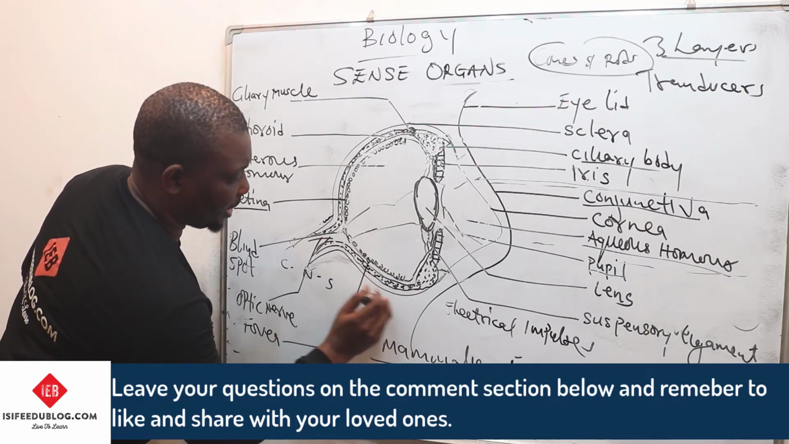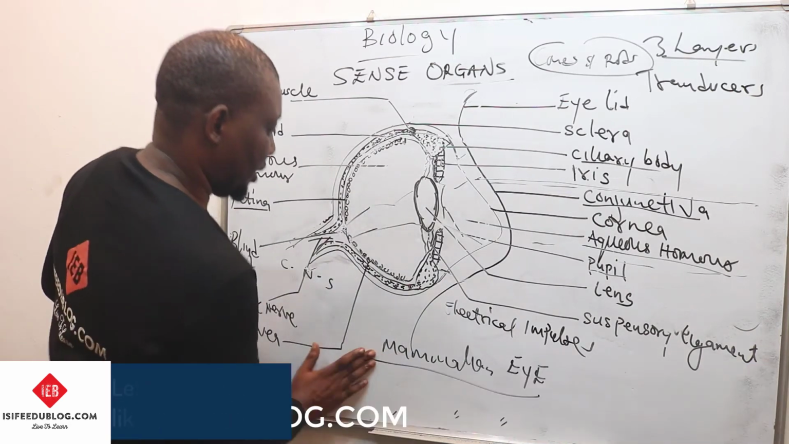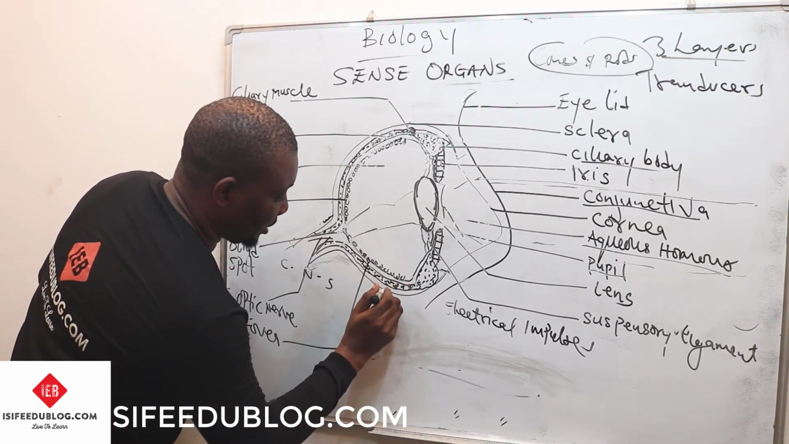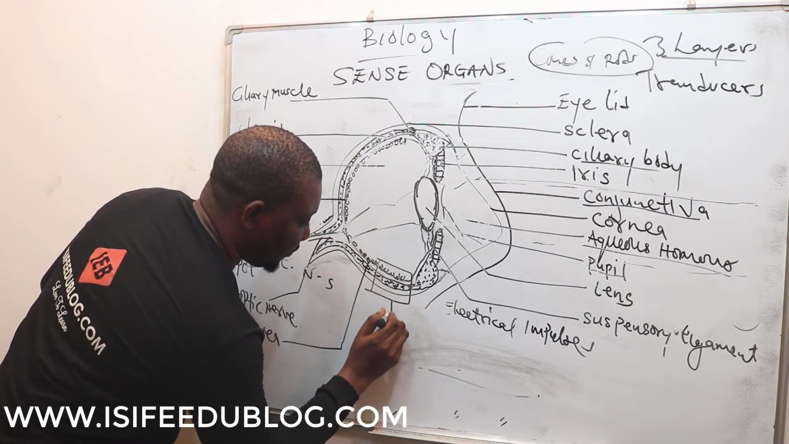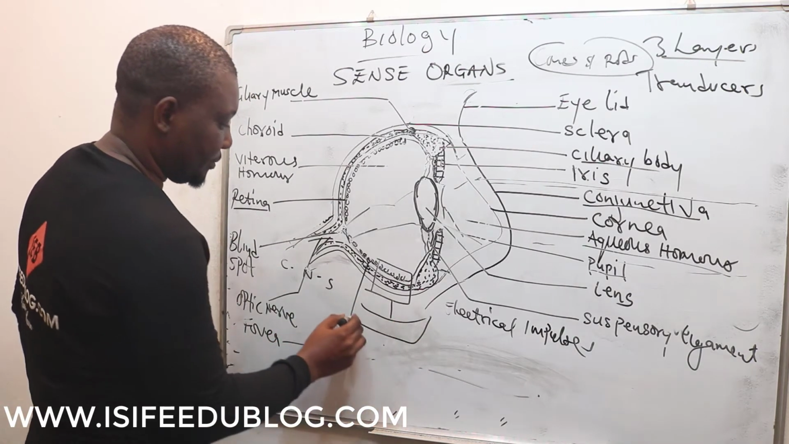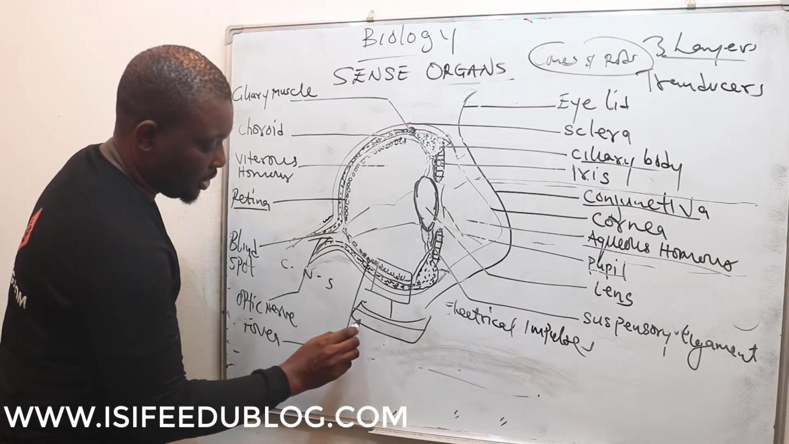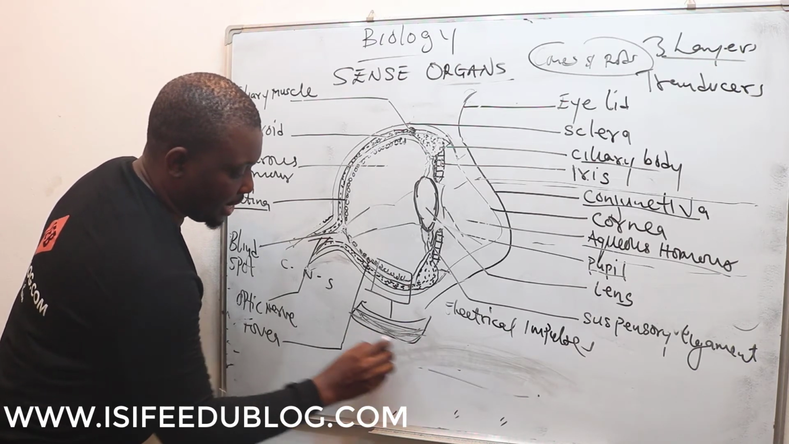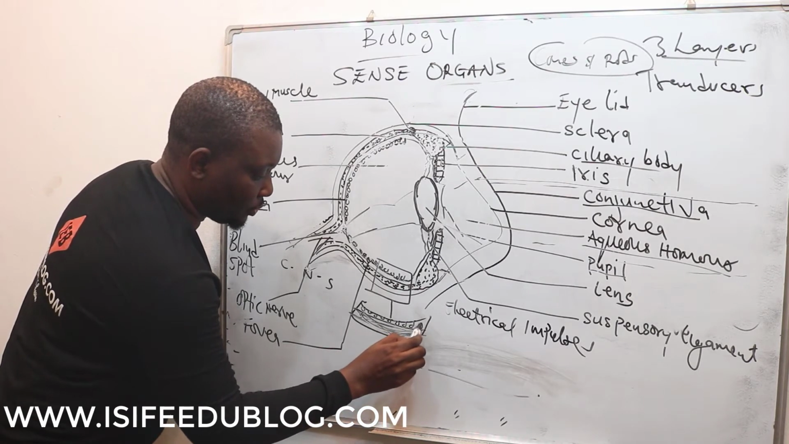Basically, I would like to clearly show these three parts of the eye once again. The first comprises the inner layer. The inner layer is of two types: the type which is pigmented and the type which comprises rods and cones.